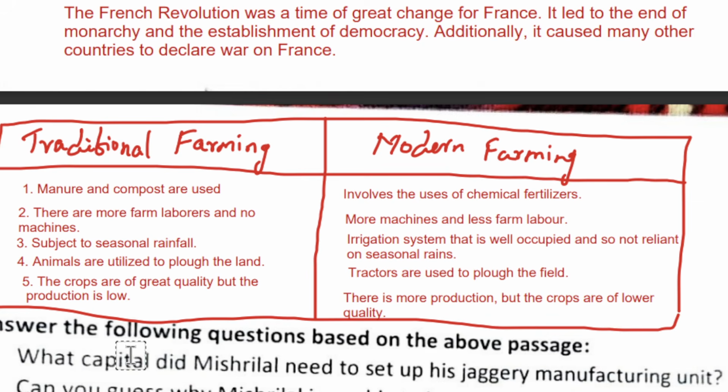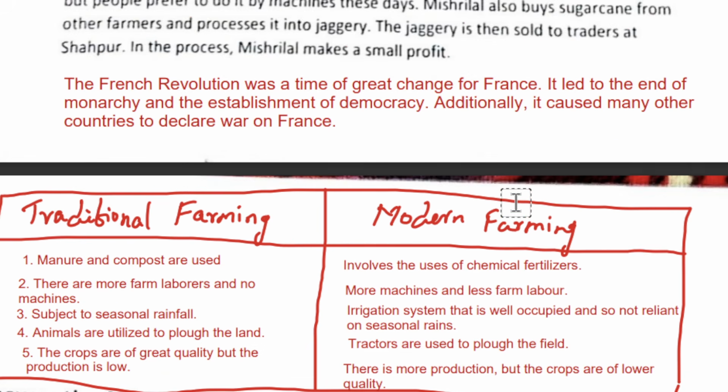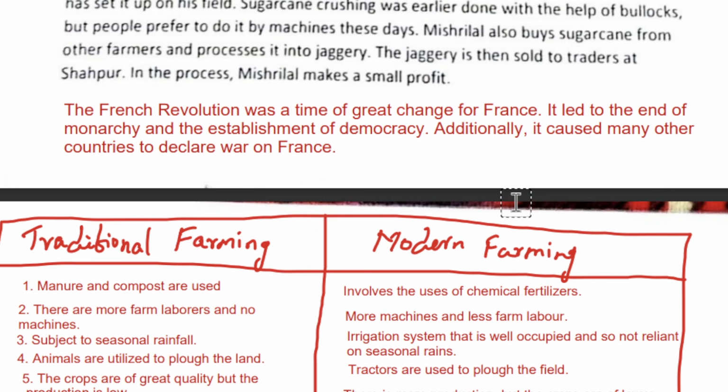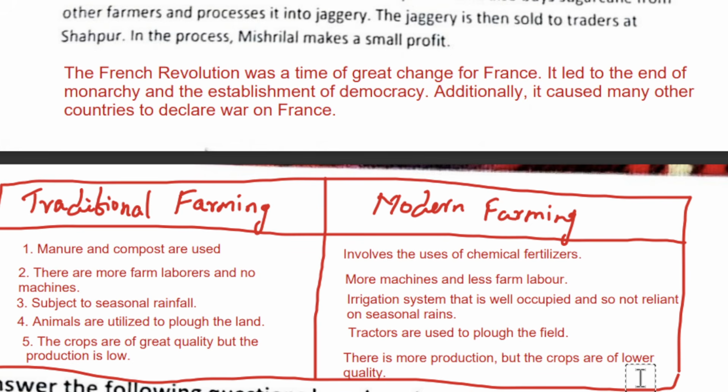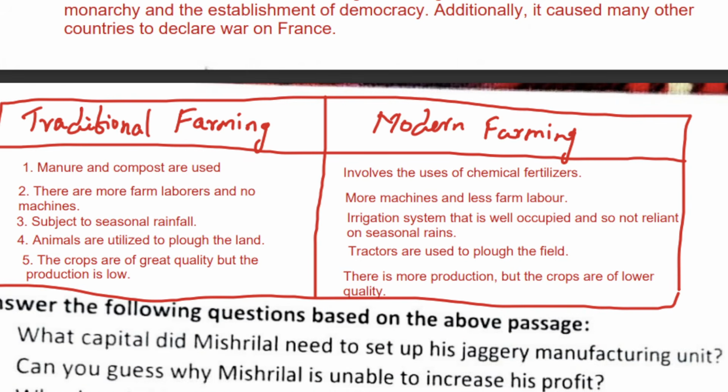So, what capital did Mishal need to set up his jaggery unit? What does he need to buy? He needs to purchase a sugarcane crushing machine. So, what capital does he need? Money to buy this sugarcane machine. So, you need to mention that Mishal needs capital, which is money, to buy the sugarcane machine.